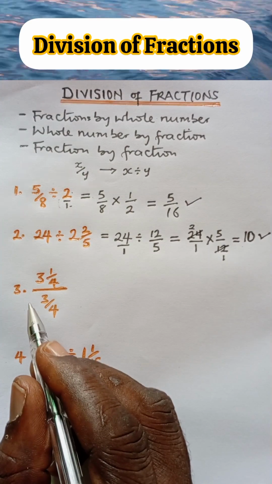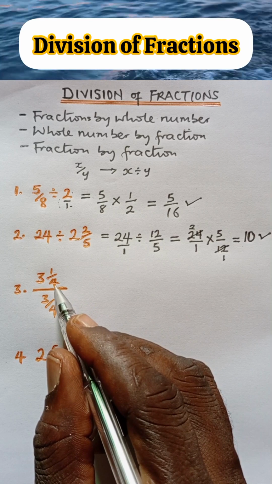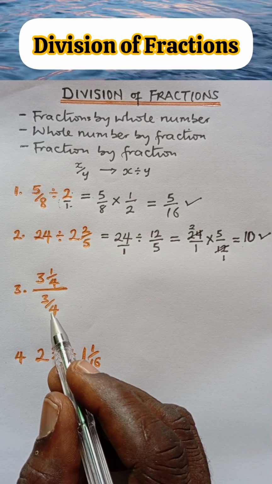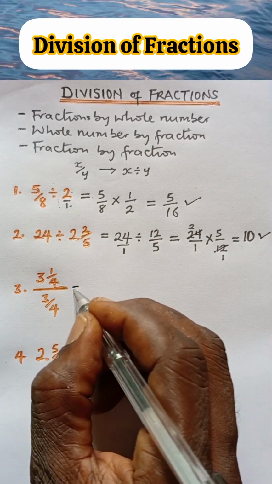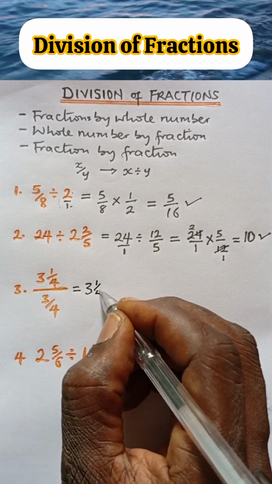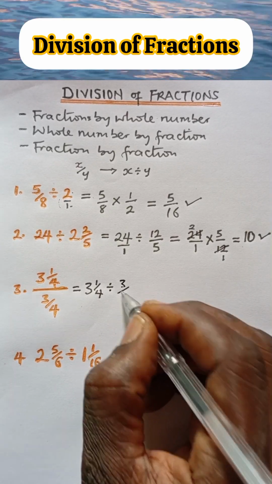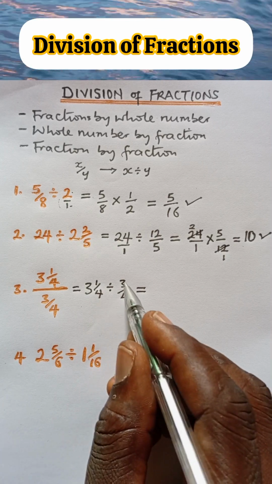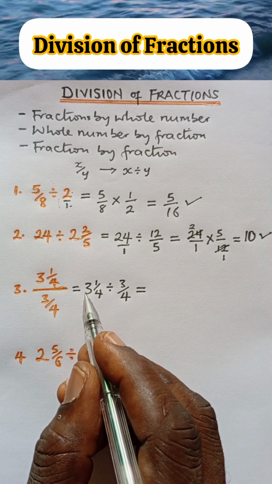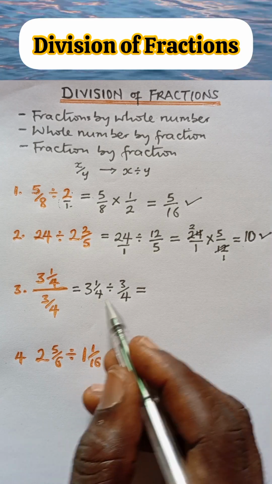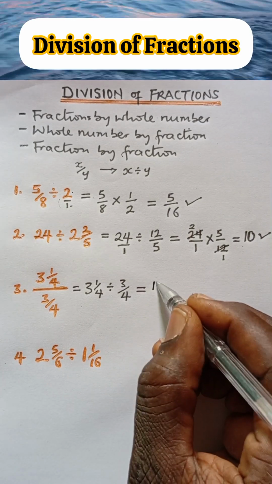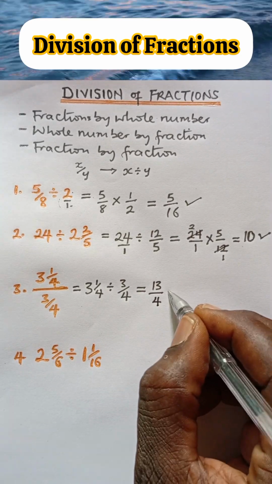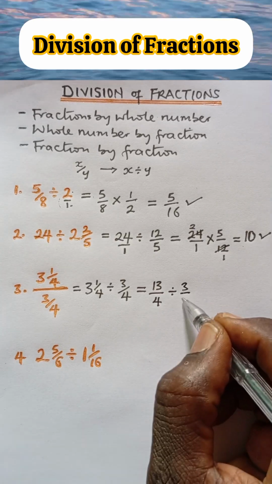Let's go to number 3. We have 3 whole number 1 over 4 divided by 3 over 4. So the first thing is to rewrite this division in this pattern. So we have it like this: 3 whole number 1 over 4 divided by 3 over 4. Next is to express this mixed fraction as an improper fraction. So we multiply 3 by 4, which is 12, plus the 1, which will give us 13. So here becomes 13 all over the denominator, which is 4. So this is an improper fraction. Divided by 3 over 4.